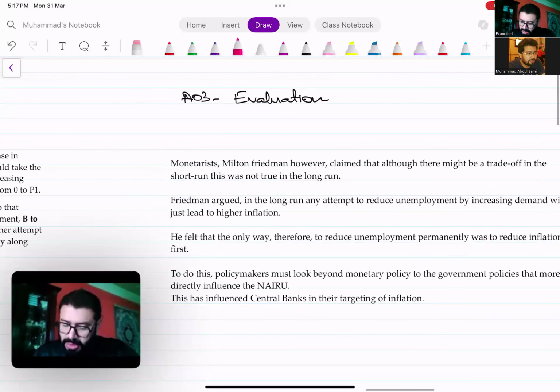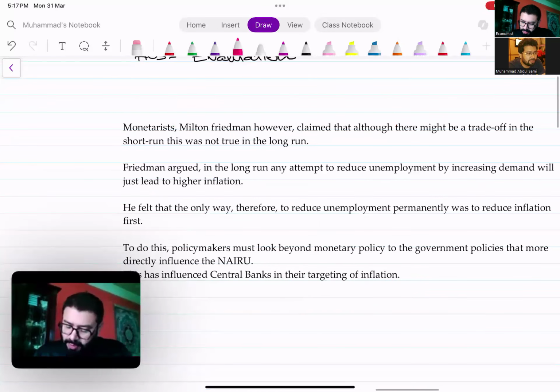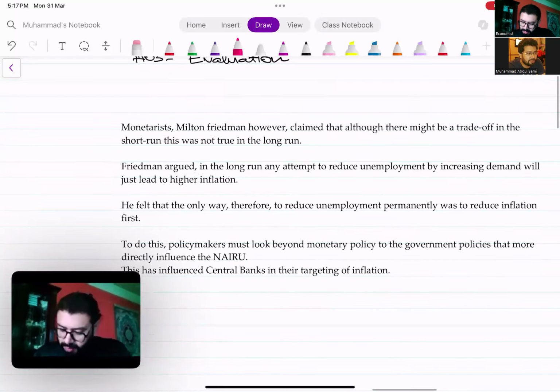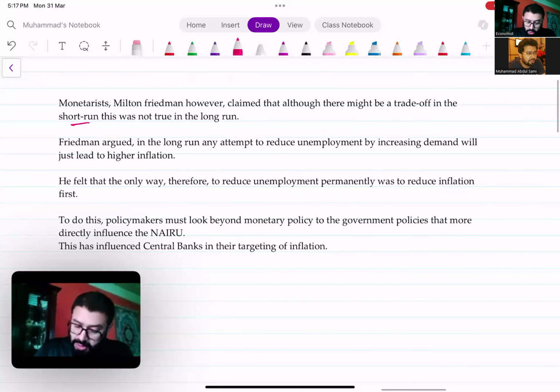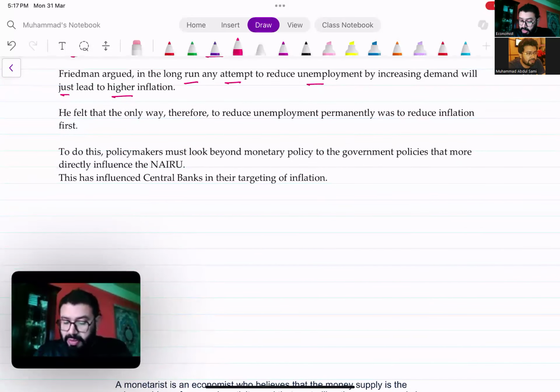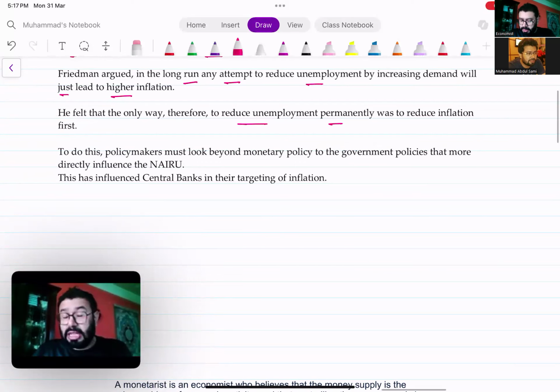Now we have to take a look at the evaluation. What can we write in the evaluation part? Monetarists like Milton Friedman claim that although there might be a trade-off in the short run, this was not true in the long run. Friedman argued that in the long run, any attempt to reduce unemployment by increasing demand would just lead to higher inflation. He felt that the only way to reduce unemployment permanently was to reduce inflation first.